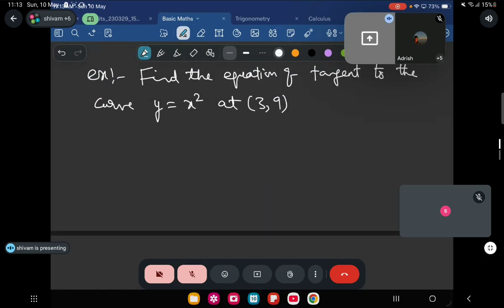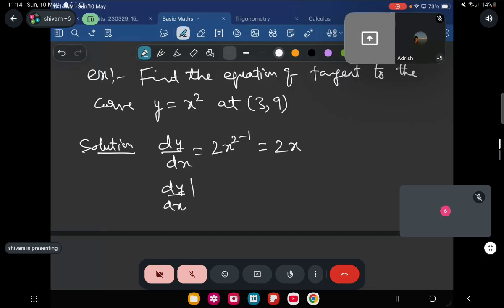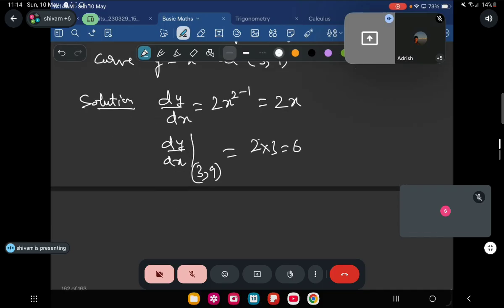You will differentiate y equals x square. dy by dx will be equal to 2x, because you are differentiating with respect to x, so it will be 2 into x to the power 2 minus 1, which is 2x. And what is dy by dx at (3, 9)? It will be equal to 2 into 3, which is 6. You have to substitute x. So I've got the slope, I've got the point. You just need to write down the equation of tangent. Therefore, the equation of tangent is y minus 9 is equal to 6 into x minus 3.